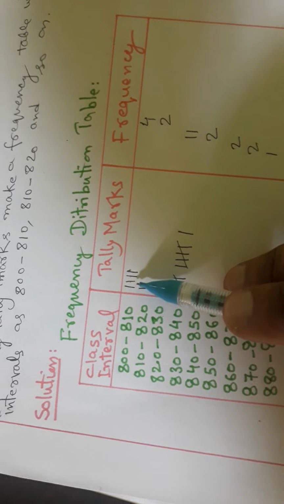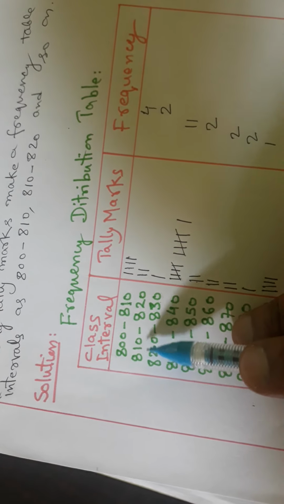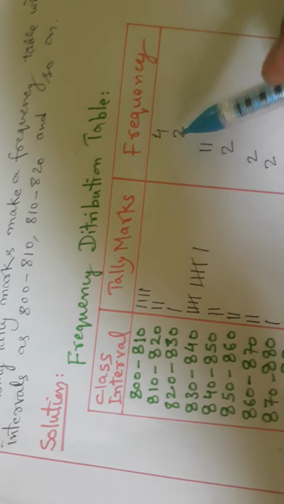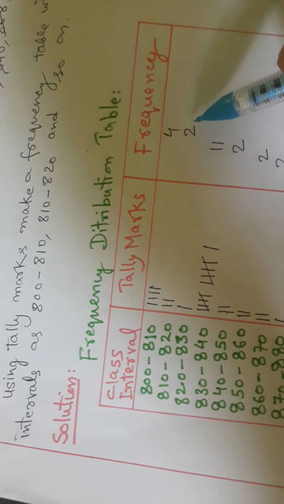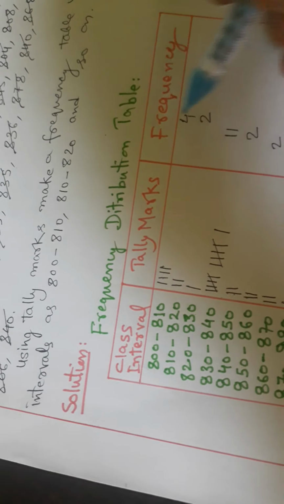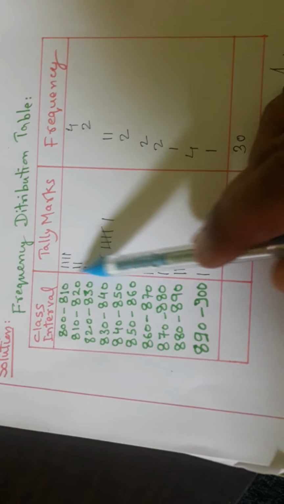After giving tick marks and entering all the tallies, you will find like this. Between 800 to 810, there are four tallies, so you write four as the frequency. The next one is between 810 to 820 class interval, two tally marks, so here you write the figure two. Likewise, you write the tally marks in figure form, and then finally you add them. When you add all the tallies, or you can count here, you will get 30, which means these are the wages of 30 workers.